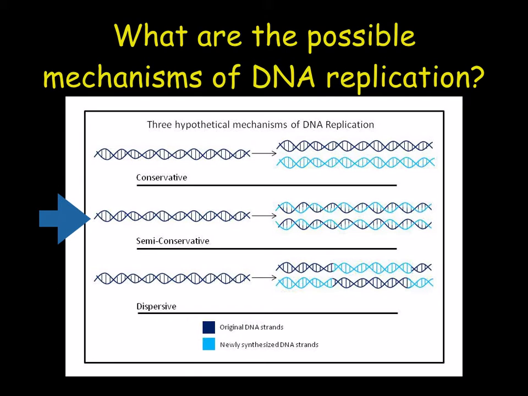Then there's the semi-conservative model. This suggests that the DNA molecules split into two separate strands, and each of them would be copied to form a mirror image. So each of the two new molecules would therefore have one strand of the new material and one of the original material.